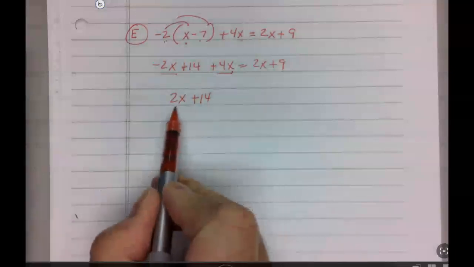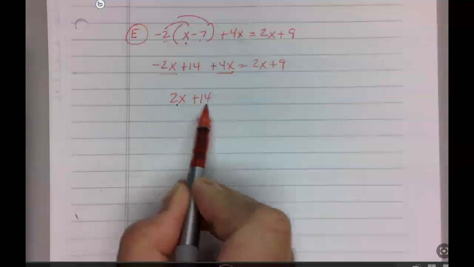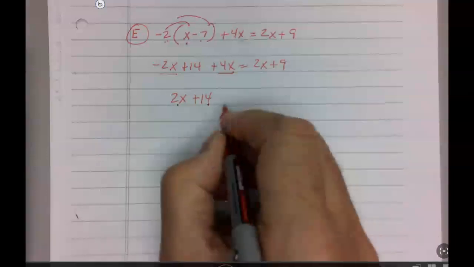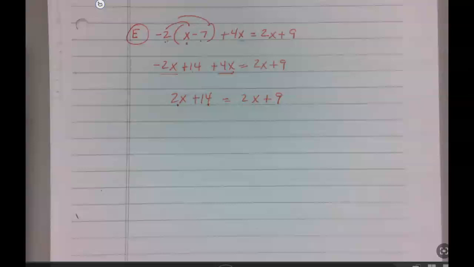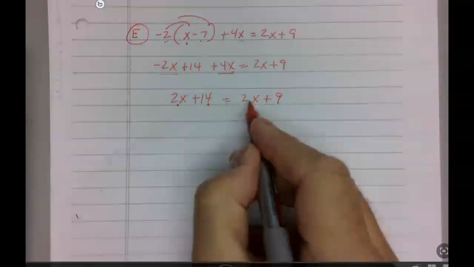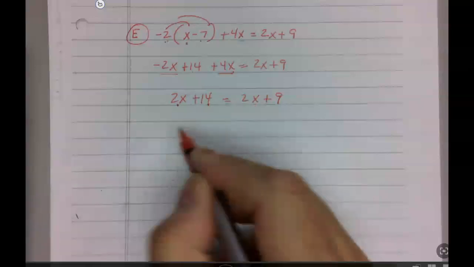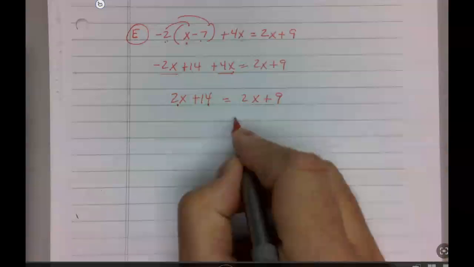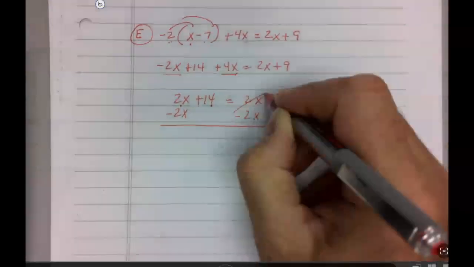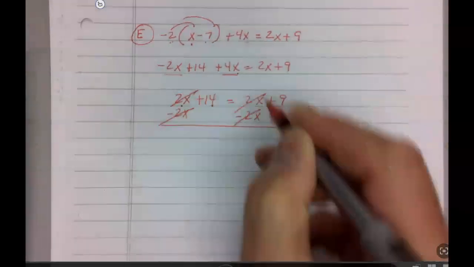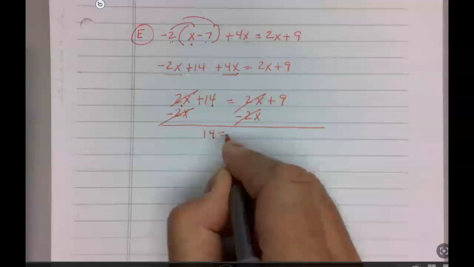This is called a variable term. This is called a constant term because it doesn't have a variable with it, okay? And then we have this here. Now, I like to do the variables first. So, Caleb, I want to get this 2x over here. How do I get it over there? What do I do? Minus 2x. Minus 2x. And look what happens. I don't have any variables left over, do I?